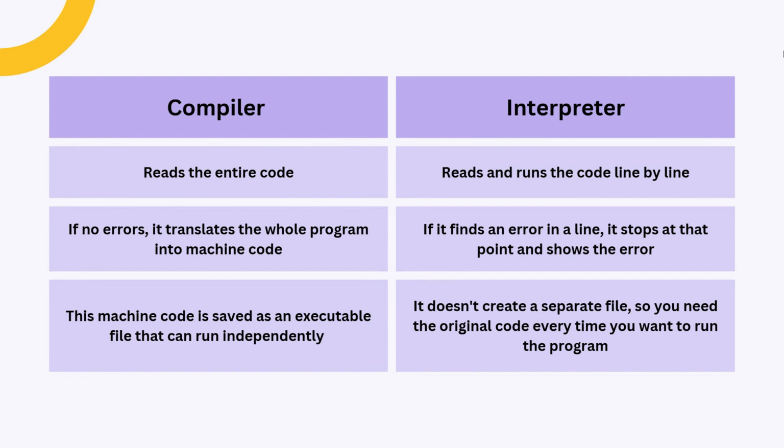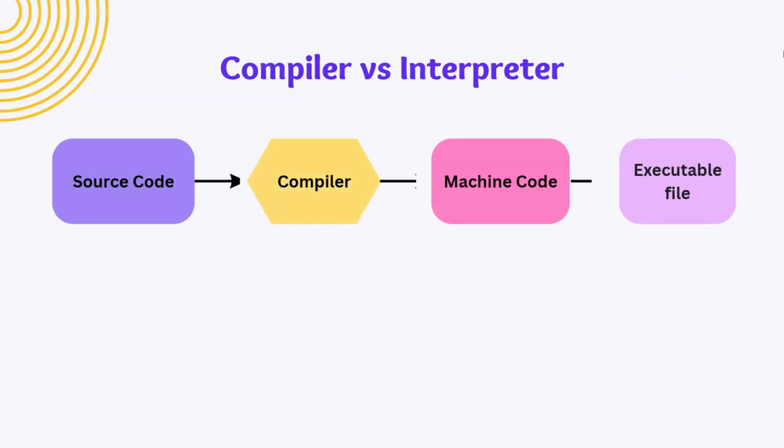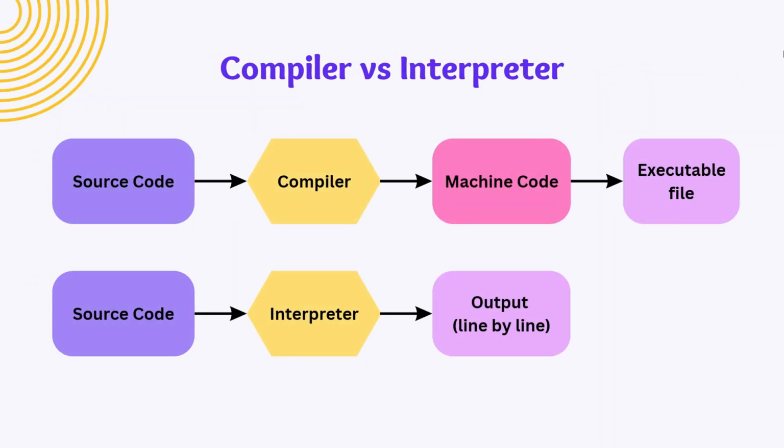The interpreter reads and runs the code line by line. If it finds an error in a line, it stops at that point and shows the error. It doesn't create a separate file, so you need the original code every time you want to run the program. So, in a nutshell, a compiler takes your entire code and translates it all at once into machine code, then runs the program. Think of it like translating a whole book before reading it. An interpreter reads and runs your code line by line as it goes, like translating and reading one sentence at a time.